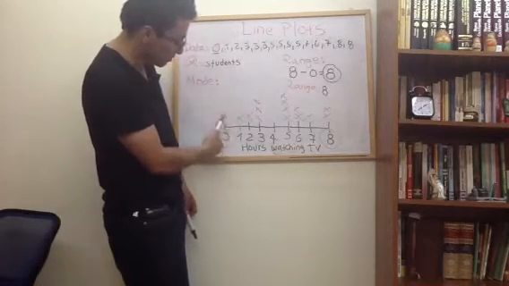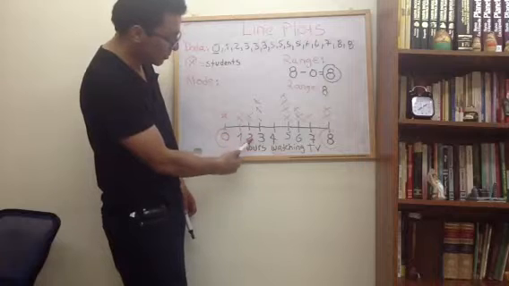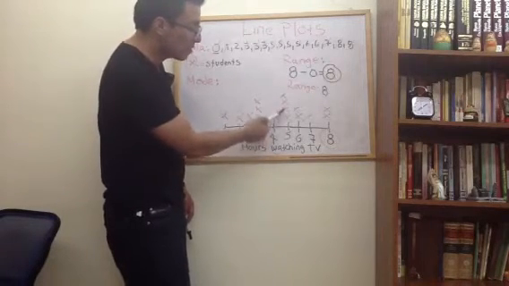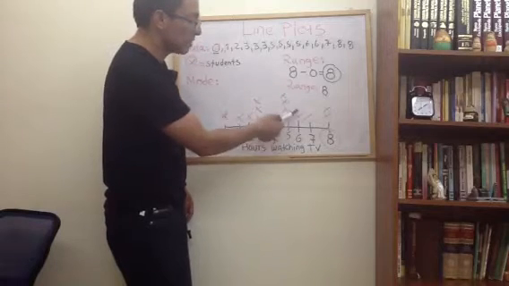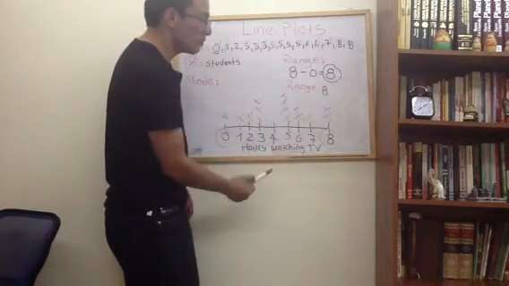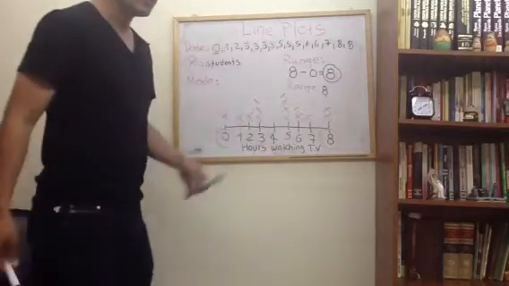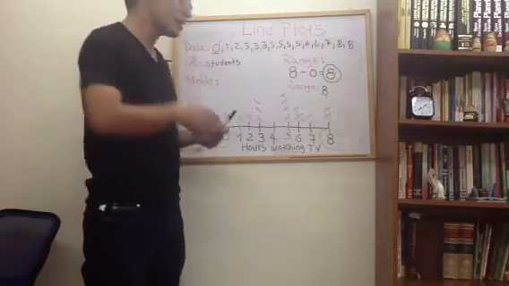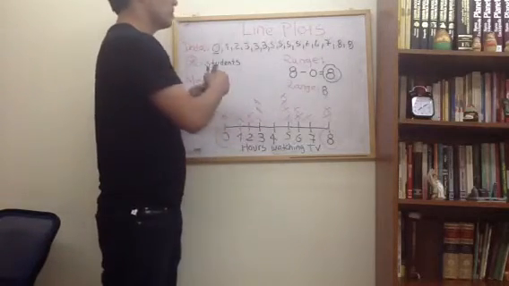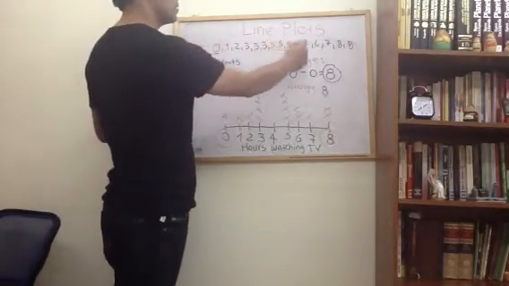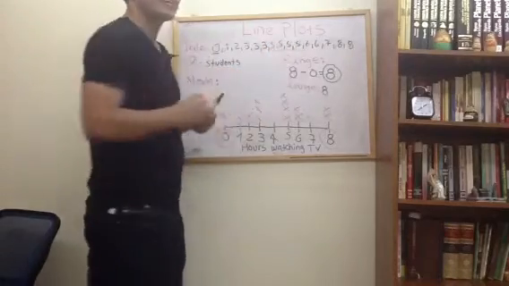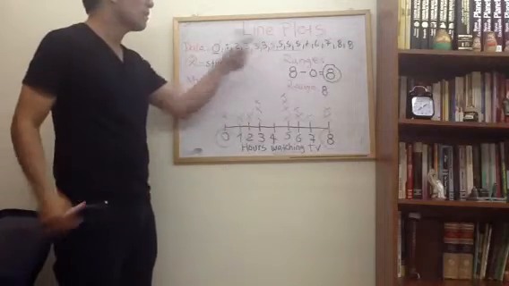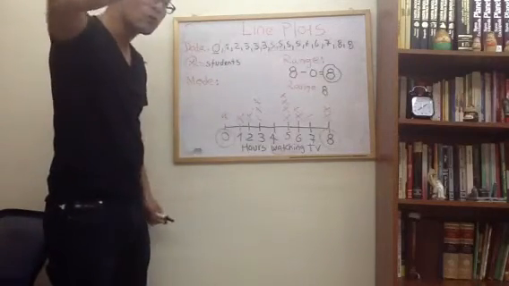So 0 has 1 x, 1 has 1 x, 2 has 1 x, 3 has 3 x, 5 has 1, 2, 3, 4, 6 has 2, 7 has 1, and 8 has 2. So if you notice, 5 is the number that has more x, 1, 2, 3, and 4. And if you notice here in the data, yes, 5 is the number in the data that repeats more often, because here 5 repeats 4 times.